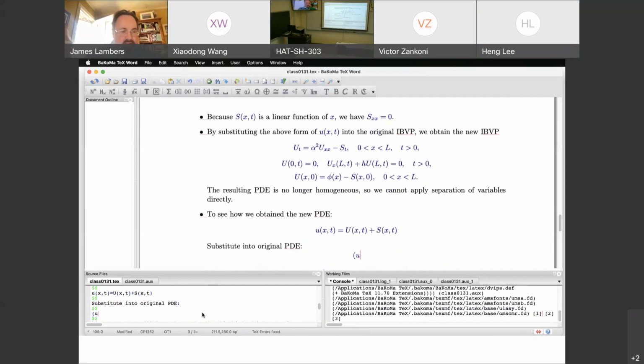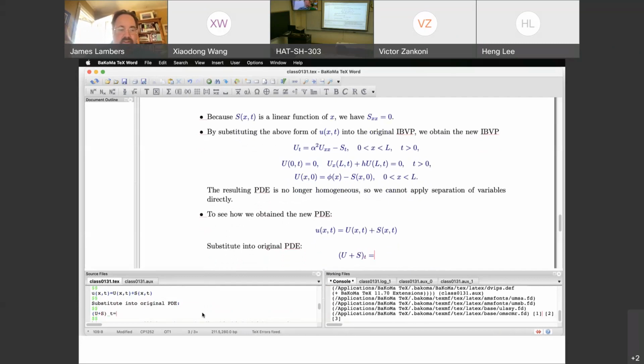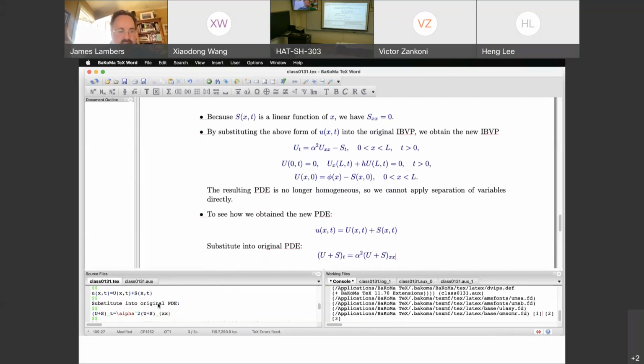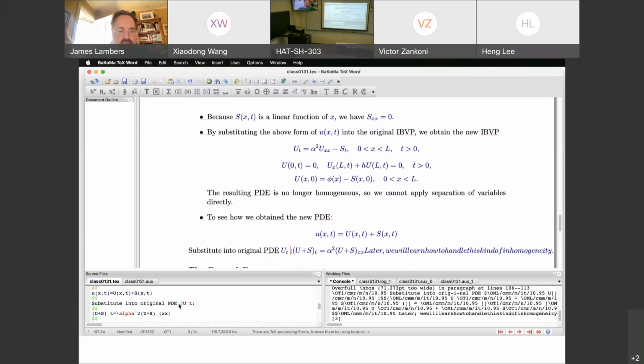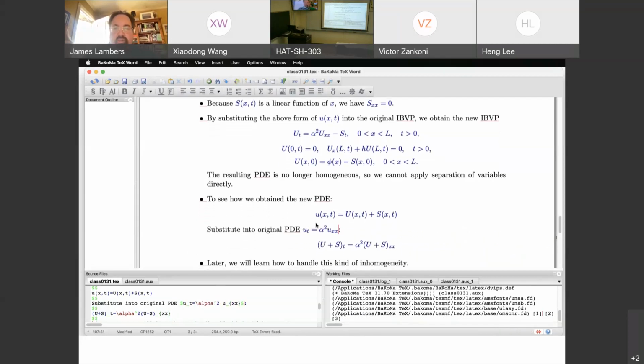U_t plus S derivative with respect to t is equal to alpha squared (U_xx plus S_xx). And this comes from the fact that we have the original PDE that little u satisfies, but little u is equal to this. So I'm just filling this in here, and this is what I get.